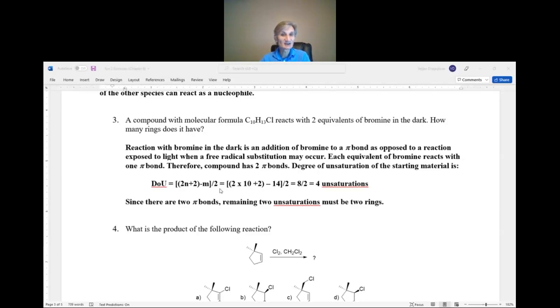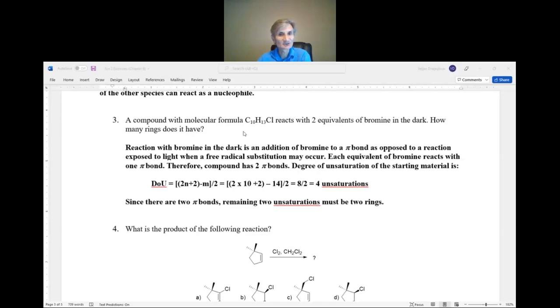Now, how many rings does it have? Well, if there are any unsaturations other than the 2 due to double bonds or pi bonds, then those are going to be rings. And so we have to calculate the degree of unsaturation. That's 2 times n plus 2 minus m.